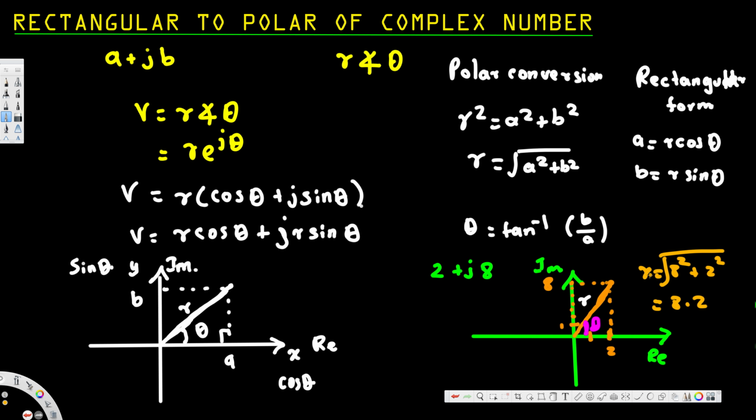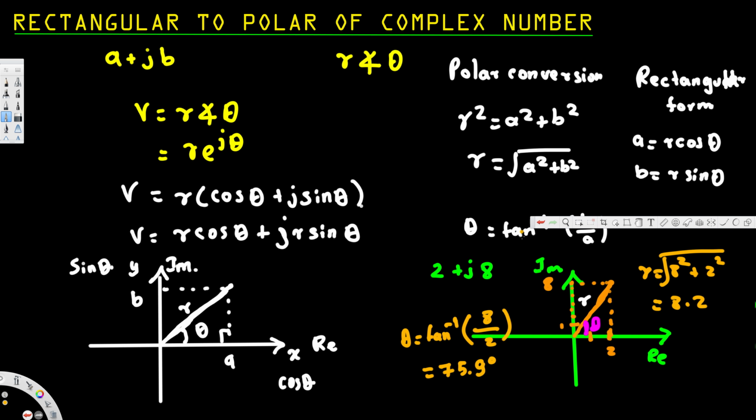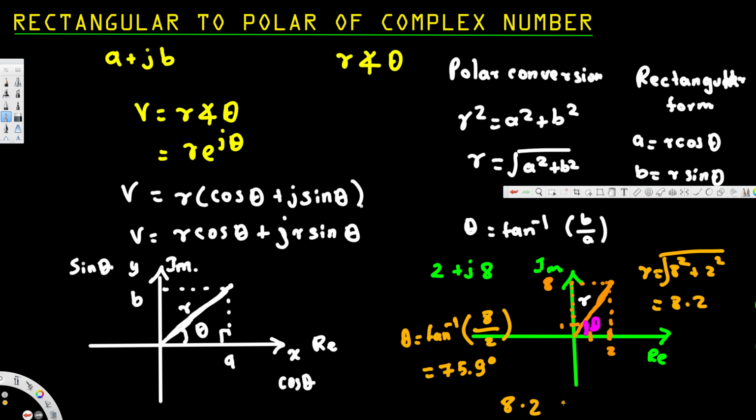Now to find the angle, we can use tan inverse b over a. Theta is going to be equal to tan inverse b over a. In our case, if you look at the graph, b is the opposite side and a is the adjacent, because tan is opposite over adjacent. In this case, opposite is 8 divided by 2, and if you calculate this you will get the angle, which is going to be 75.9 degrees. So finally we can express our final answer as 8.2 at an angle of approximately 76 degrees.